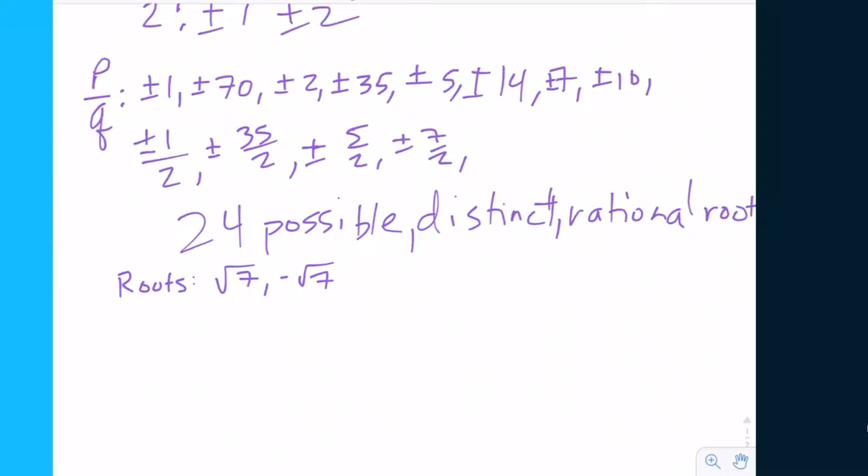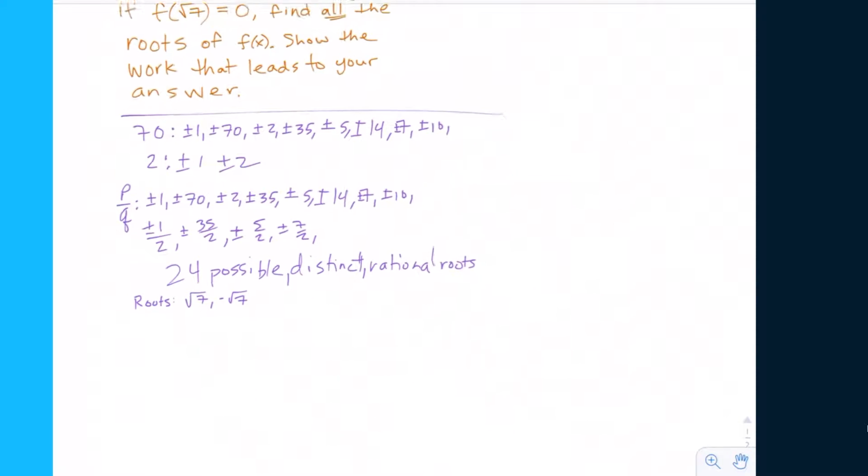They're irrational, right? And this is the rational root theorem. So it says if you got rational solutions, they're going to look like that. These are two irrational solutions. So let's go ahead and do the synthetic division.